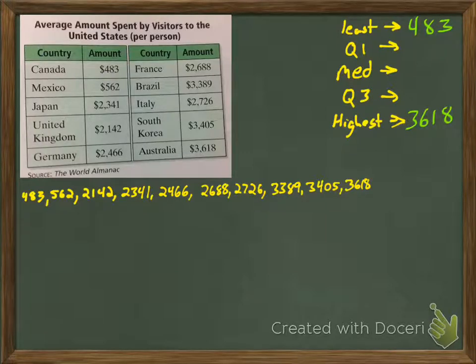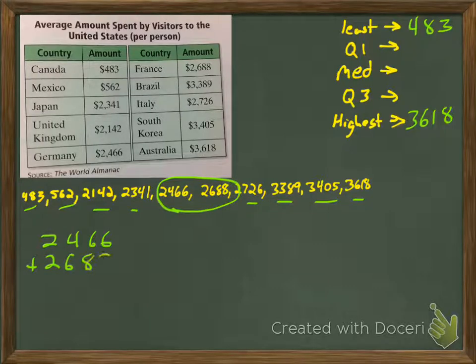And now I have to find my median, because it's also an easy one to find. So I'm going to cross these off until I get to the median. That's 1, 1, 2, 2, 3, 3, 4, 4, and we have 2 in the middle. When you have 2 in the middle, you have to average them. So we're going to do 2,466 plus 2,688.